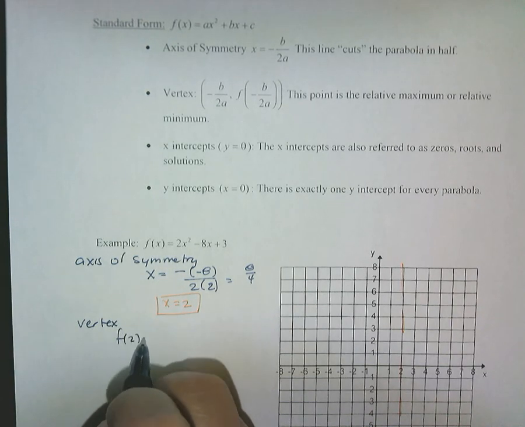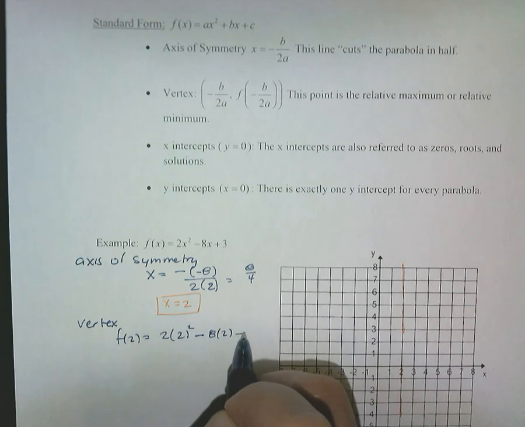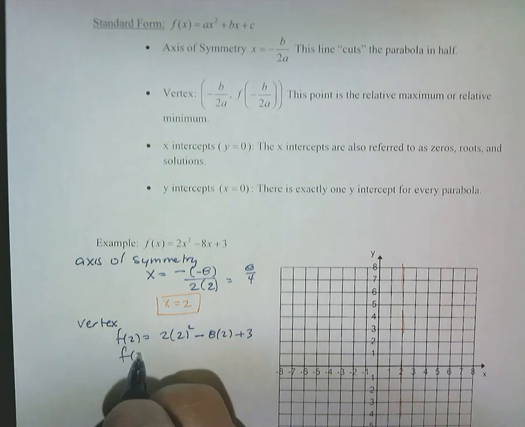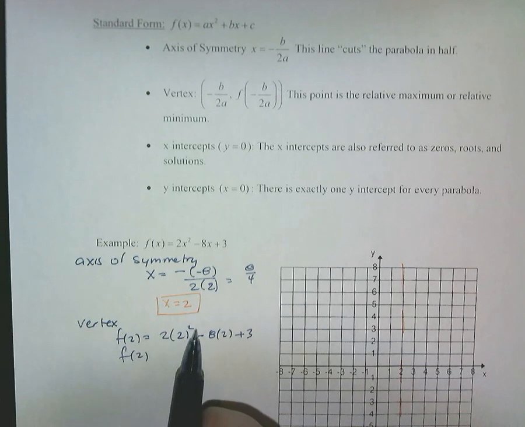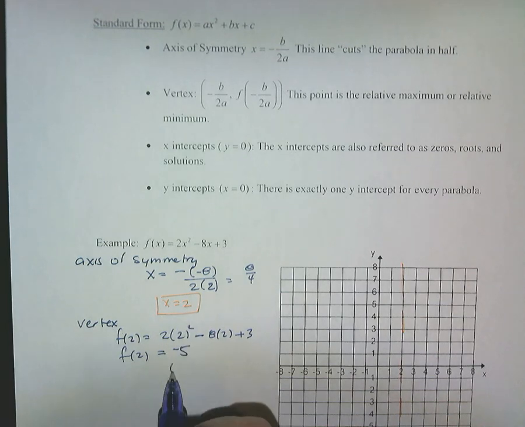So f of 2 is going to equal 2 times 2 squared minus 8 multiplied by 2 plus 3. So f of 2 becomes 2 squared is 4, 4 times 2 is 8. 8 minus 16 is negative 8. Negative 8 plus 3 is equal to negative 5. So my vertex is this point 2, negative 5.